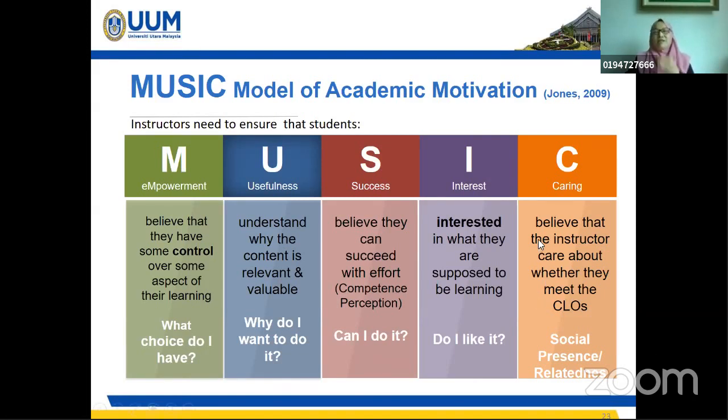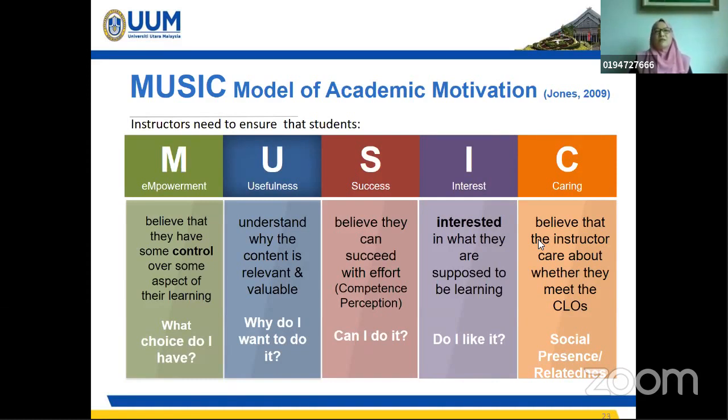And finally, we believe in caring. Social presence in COI, community of inquiry, Prof. Karim keeps mentioning the COI. Social presence is important. The same thing if face-to-face, relatedness. Believe the instructor cares, that we care about them to meet the course learning outcomes. It's not simply about grades, it's about achieving our aim for the course learning outcomes. That is also equally important.